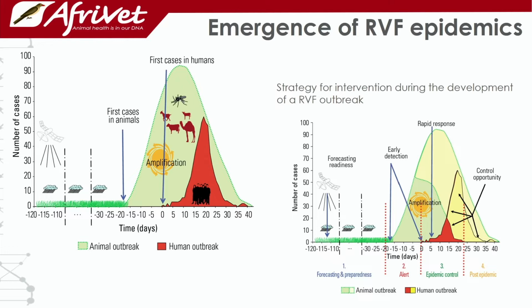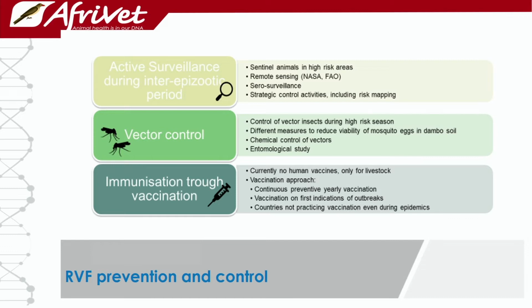So all those different points that I put there are the areas where one can intervene to prevent the outbreak from having a serious impact. There are 3 areas where one can intervene to control and prevent the disease. Firstly, active surveillance in that period where there's nothing. You need to put in place mechanisms, for example, in terms of livestock, what is called a sentinel animal. I'll show a graph on that.